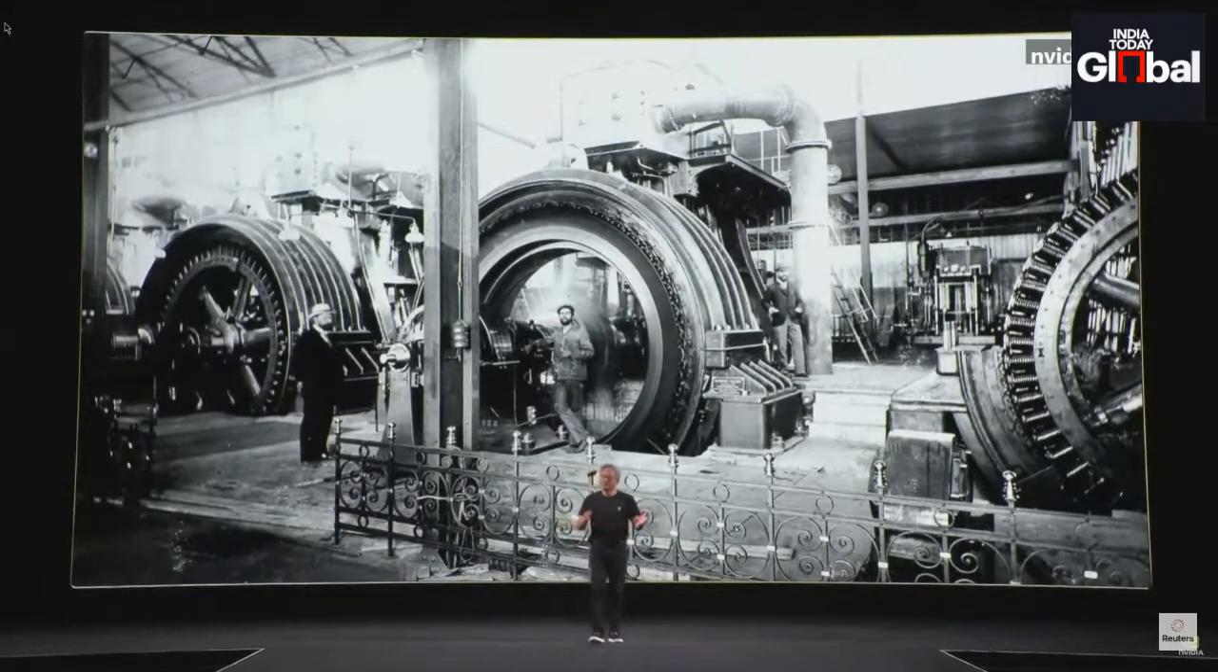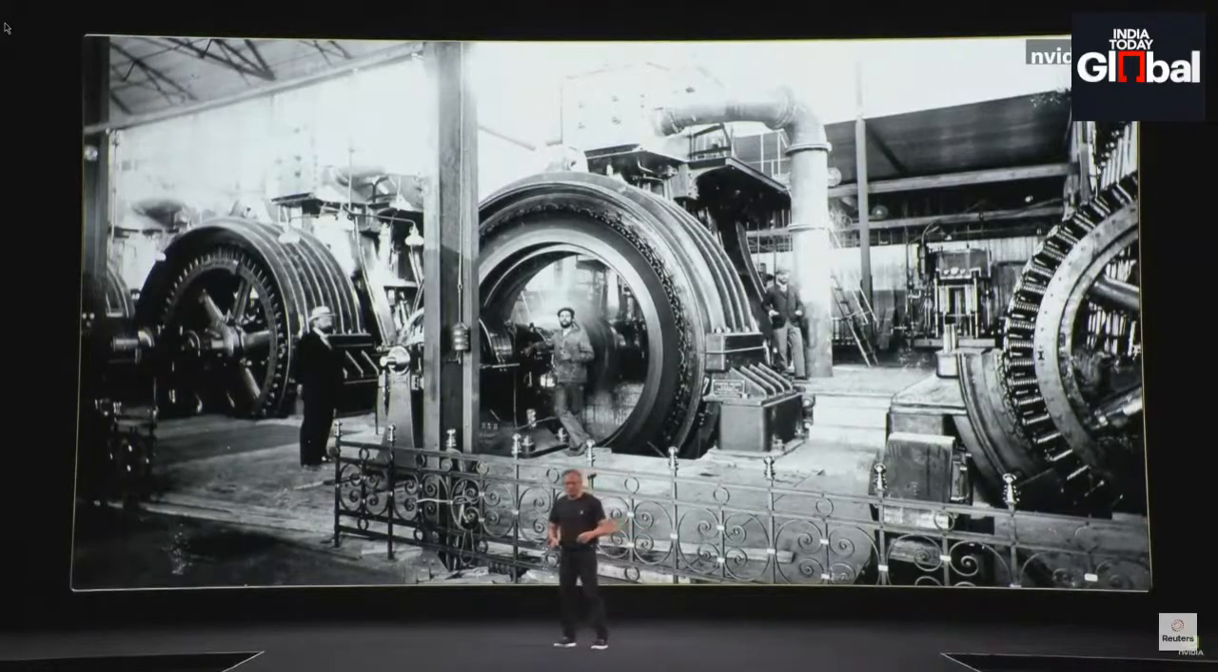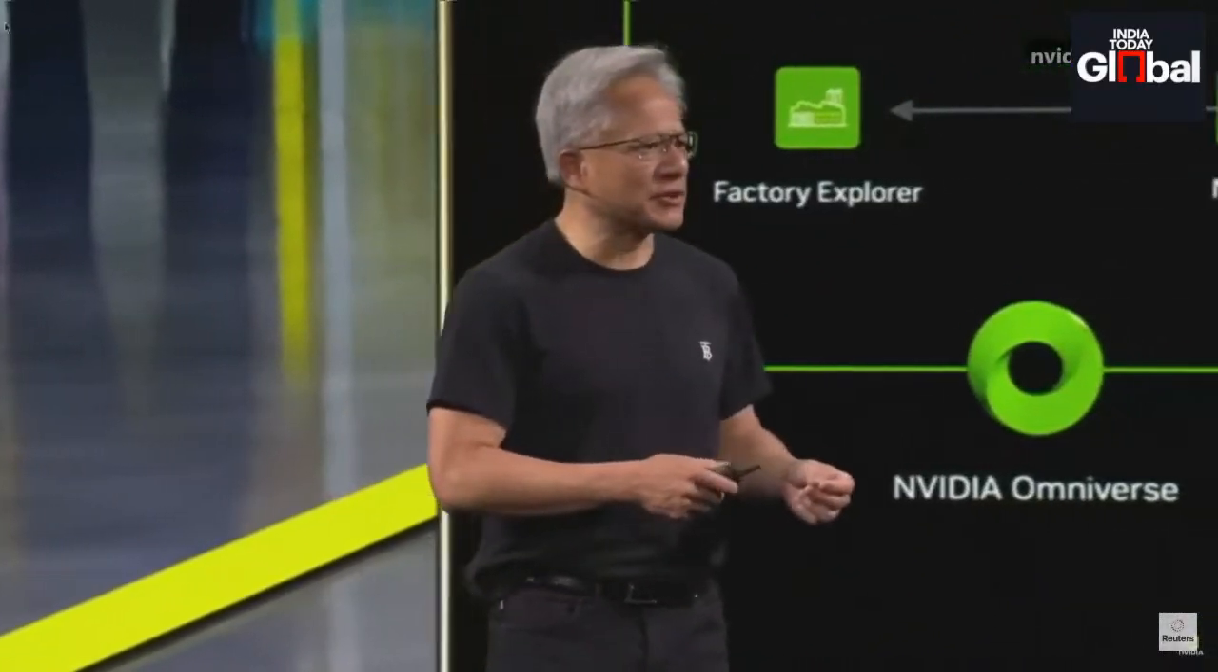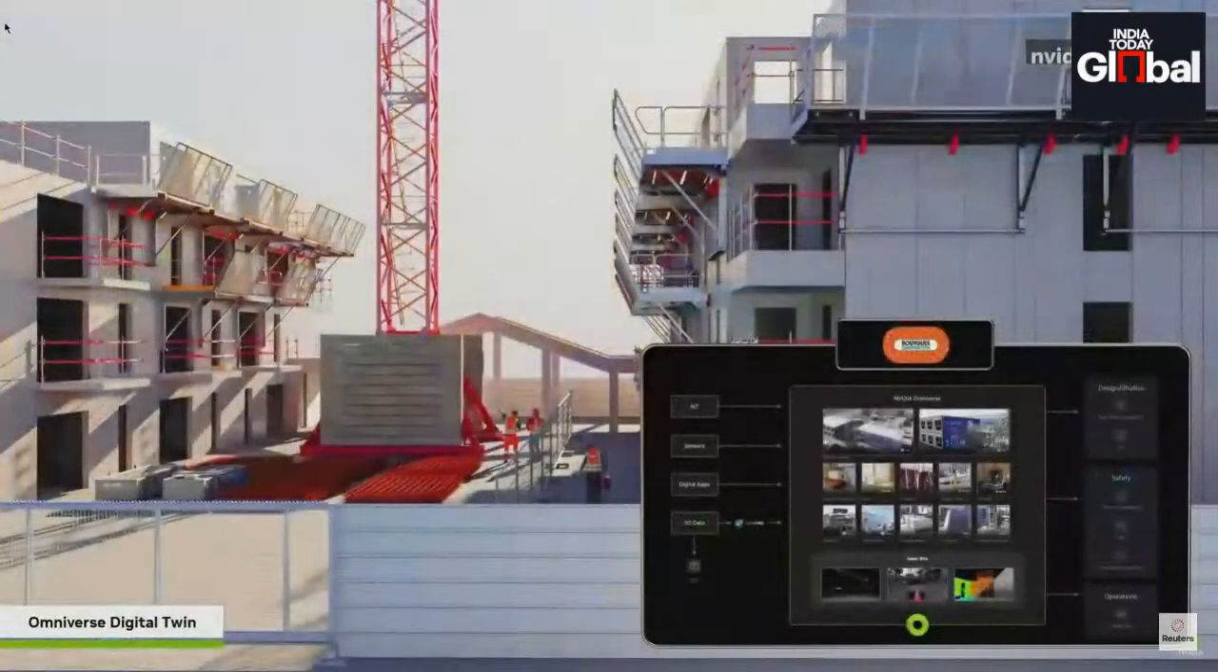Well, we're working on industrial AI with one company after another. This is BMW building their next generation factory in Omniverse. This is, I don't know how to say it. Can somebody teach me? Bujes? Sounds good. Exactly. That's exactly right. Good job.